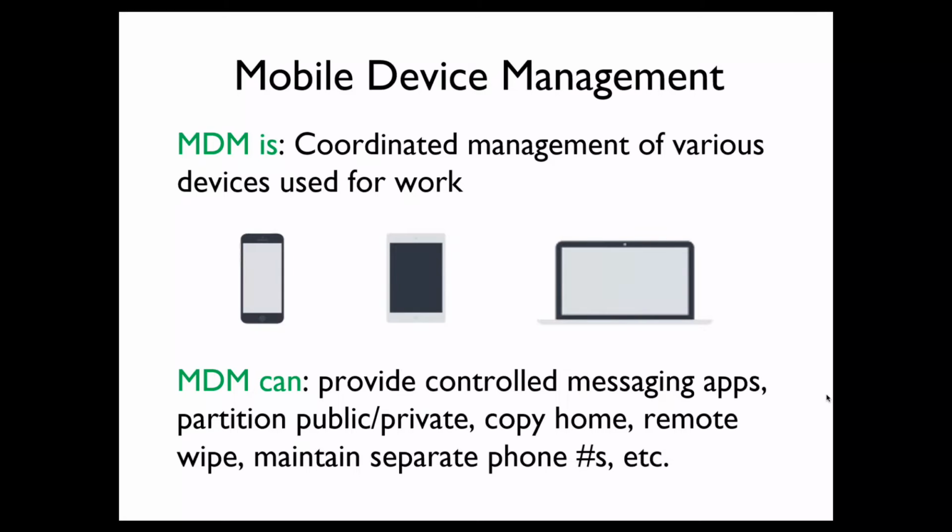You can actually sort of create a partition where half your phone is work and half is private. You can do copy home. They can also do a remote wipe on the government data, so if your phone goes missing and you've had access to government information, they can basically remotely wipe the content from afar next time somebody turns it on, essentially.